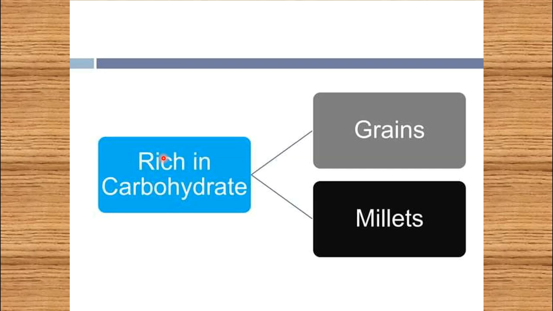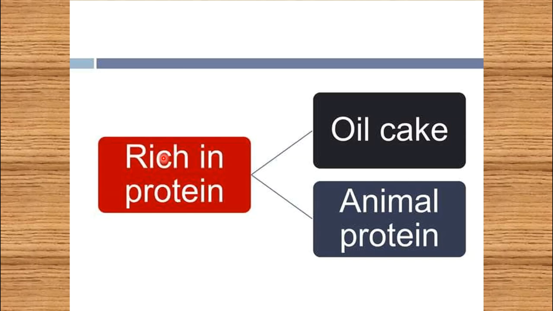ultimately. So rich in carbohydrate means what are all the things? Number one, grains. A lot of varieties of grains are there. Then millets. Both of these are very rich in carbohydrates. So the sources of carbohydrates are also maize, then ragi, and bajra, and many more things as the source of energy.